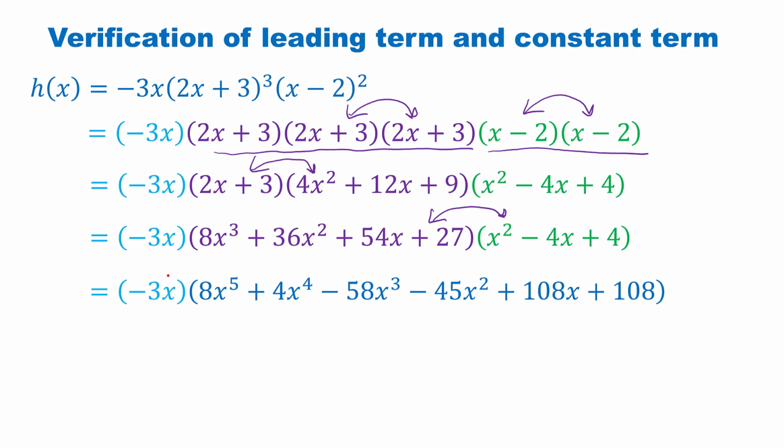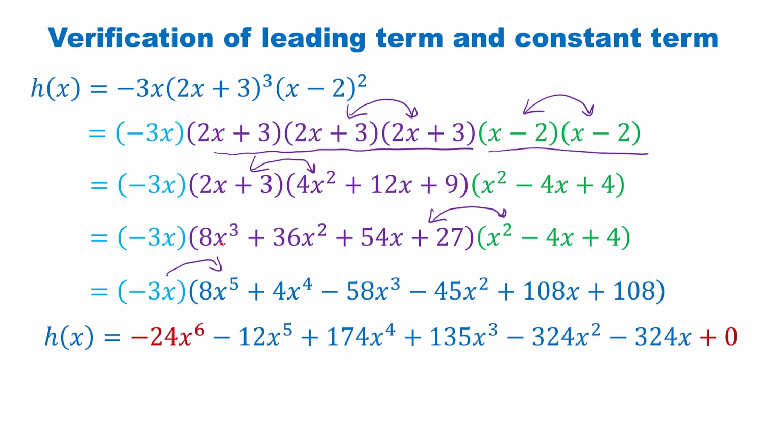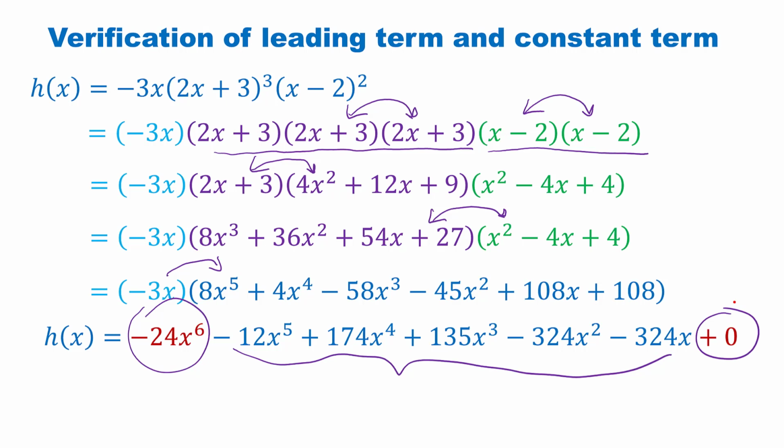And finally, to make it more ugly, we'll distribute negative 3x through to end up with h of x equals negative 24x to the 6th as our highest power term, indeed the leading term, plus a bunch of stuff in between, plus 0, our constant term on the end. So we verified that what we were doing before did actually work.